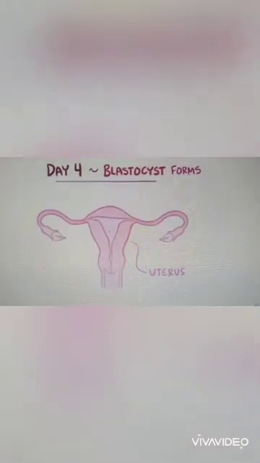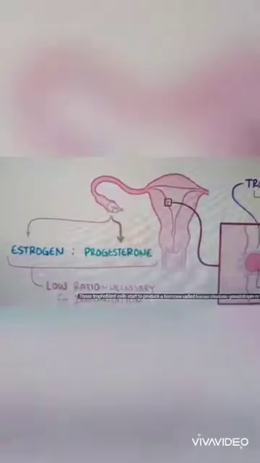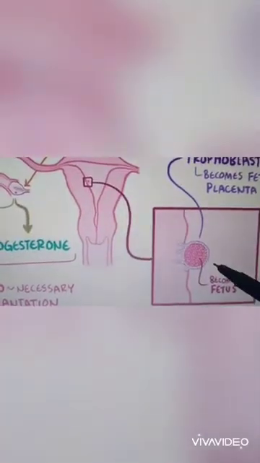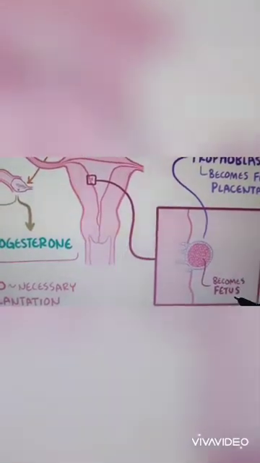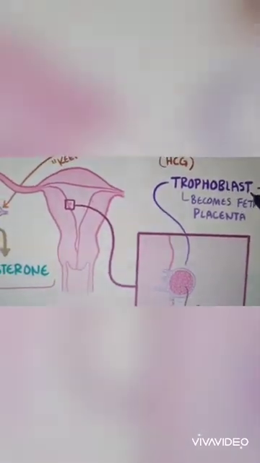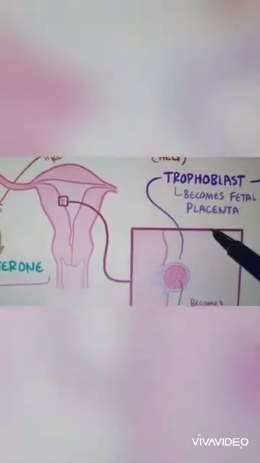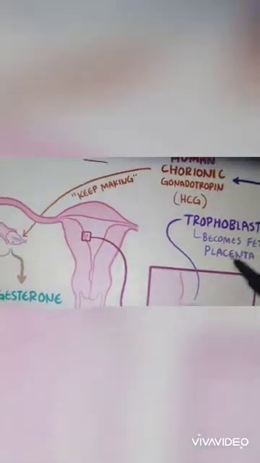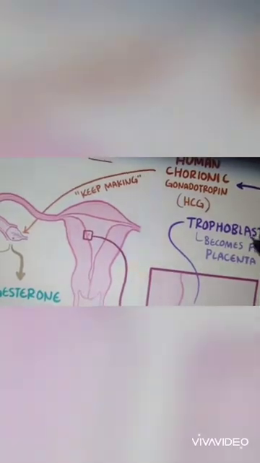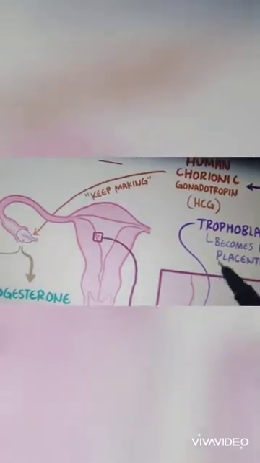Therefore, the blastocyst will form and rotate around the uterus. So, there is a low release of estrogen and progesterone. See, the blastocyst contains inner cells. These inner cells become the fetus. It also contains outer cells. These outer cells are called the trophoblast, which becomes the fetal placenta. And this produces human chorionic gonadotropin hormone, which is responsible for detecting the pregnancy.